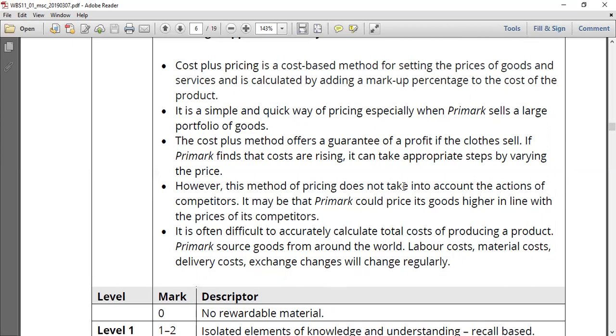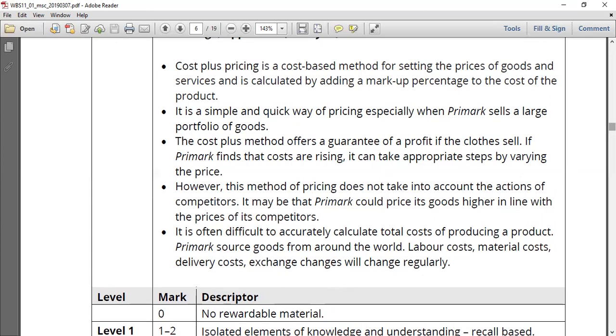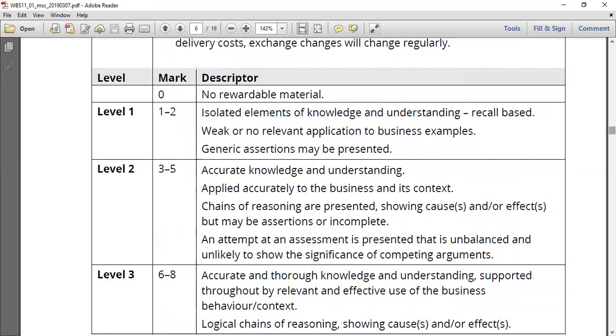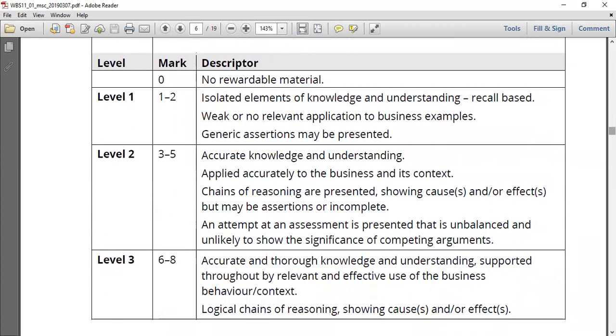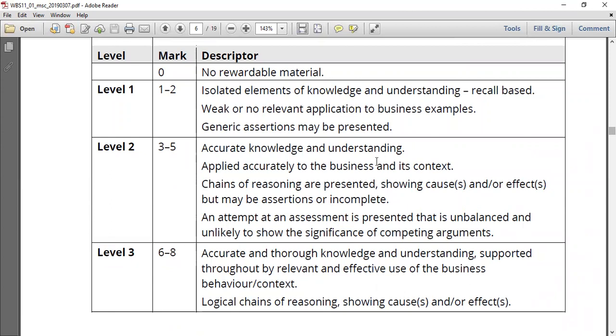So you can see in this answer there is no conclusion, no need for a conclusion, and there's a definition, 2 positives and 2 negatives, right? So it is a level-based marking system you are following when marking your answers: level 1, level 2, level 3. When you go to level 3, we are checking your knowledge, application, analysis, and evaluation, everything.